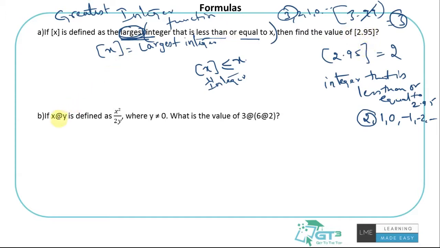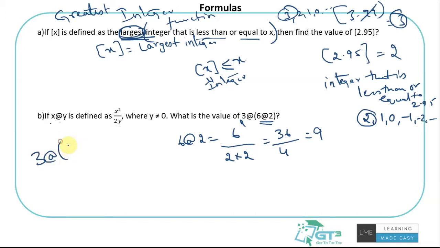Sometimes you will get to see two variables like this. If x at the rate y is defined as x square by 2y, where y is not equal to 0, because as I said, division by 0 is undefined, so we will not have that. They are asking us to find 3 at the rate 6 at the rate 2. So first find the innermost, 6 at the rate 2. X at the rate y is x square by 2y. What is 6 at the rate 2? 6 square by 2 into 2. Right? That's the definition, right? So 6 square is 36 by 2 twos are 4. So it's basically 4 nines are 36. So 3 at the rate 6 at the rate 2 will become 3 at the rate 9.